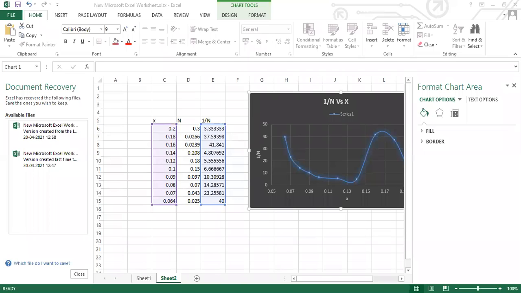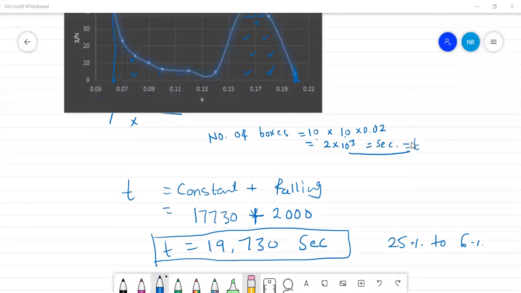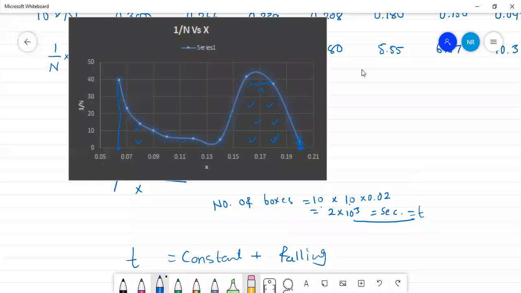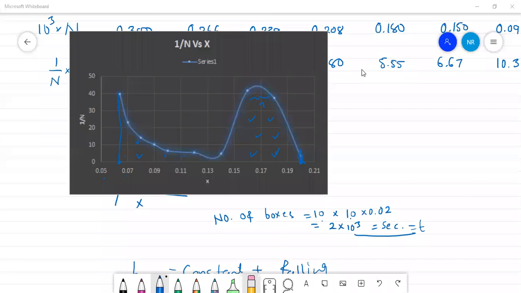Now anything from your side? Okay, sorry, the board is not visible now. Okay, so now as you see the graph is here. Now your board is visible.